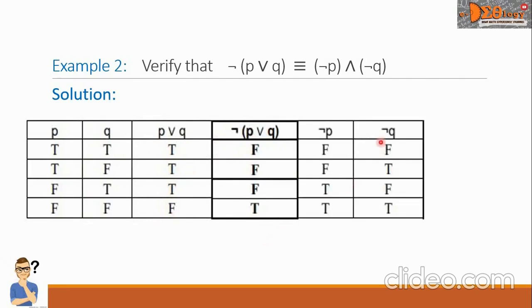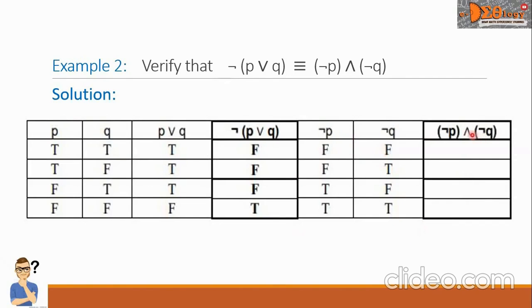And then, let's have the negation of P and negation of Q. So all the values of P and Q are negated on these two columns. And then, let's have not P and not Q. So we have F and F is F, F and T is F, T and F is F, T and T is T. From here, let us compare these two columns. We can see that they have the same truth values everywhere.